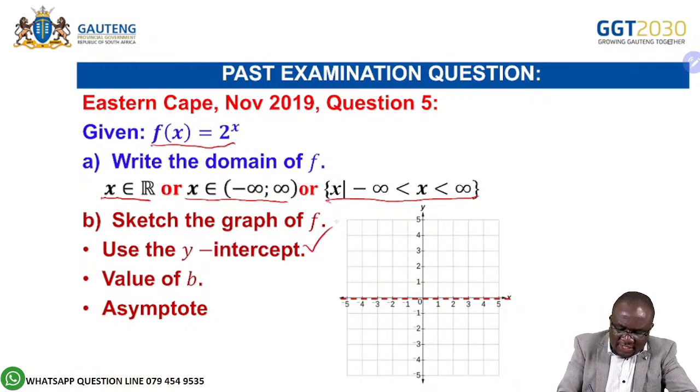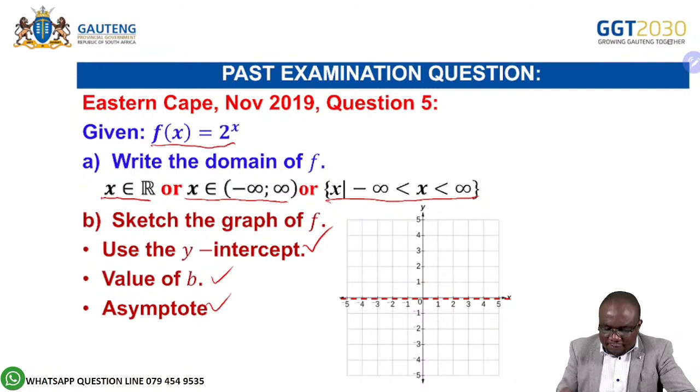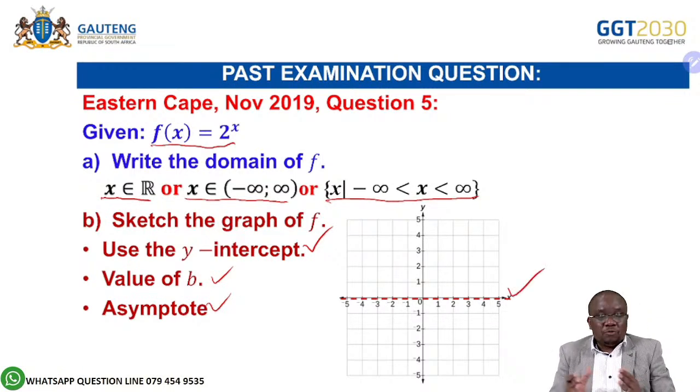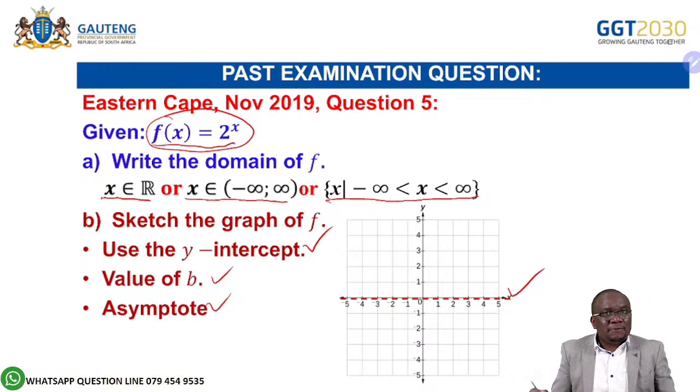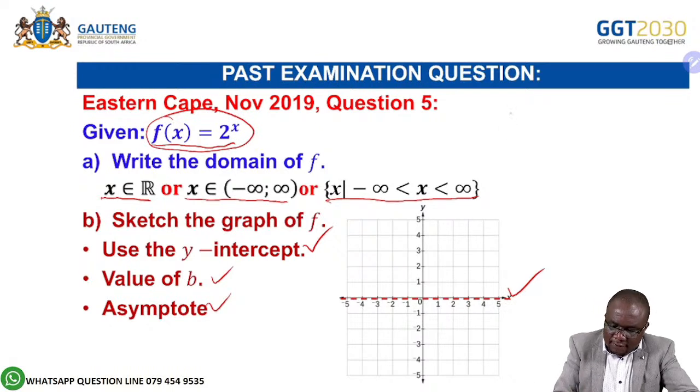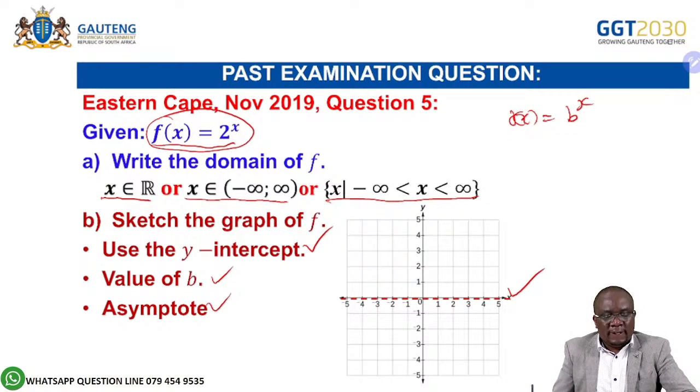We just want the intercept. We use the value of b for the shape, and then the asymptote. We have drawn the asymptote already, so it's a mark. This is 3 marks, isn't it? So we have 1 out of 3. Where is our next mark? From the y-intercept. The y-intercept for a function of the form f of x equals b to the power x is (0, 1). So that's the y-intercept, (0, 1) there.